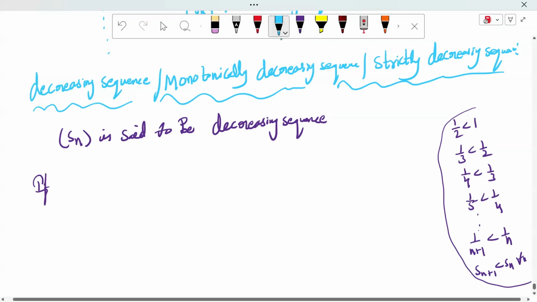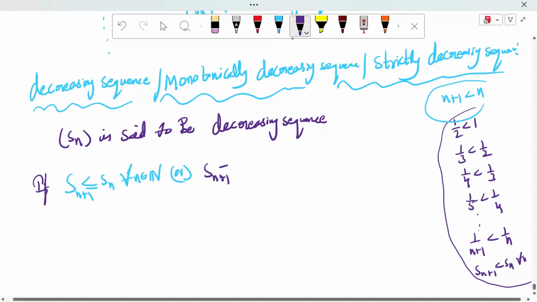Decreasing means 1 by n plus 1 is less than 1 by n, sir. So for all n, it is Sn plus 1 less than or equal to Sn, monotonically, for all n belonging to natural numbers. Or Sn plus 1 minus Sn is less than or equal to 0 for all n belonging to natural numbers. Therefore, the sequence is called a decreasing sequence or monotonically decreasing sequence.